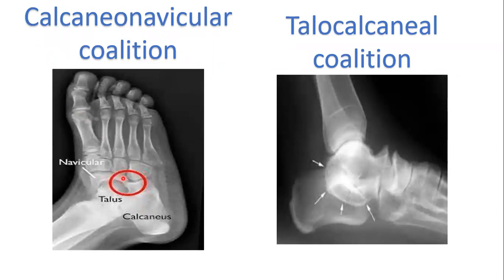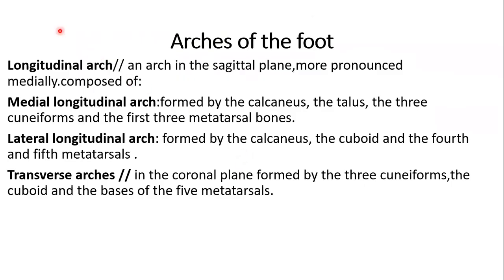Calcaneonavicular coalition and talocalcaneal coalition. Arches of the foot. The longitudinal arch in the sagittal plane is more pronounced medially. The longitudinal arch is composed of two arches, the medial longitudinal arch and the lateral longitudinal arch.